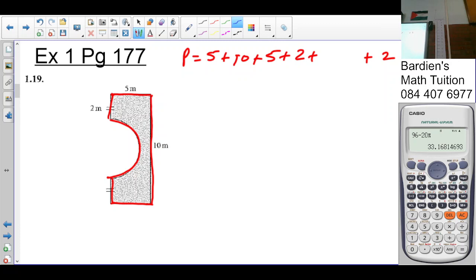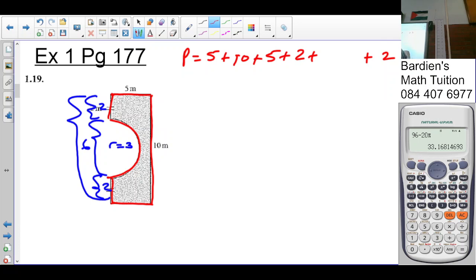So if that is 10 from there to there, and that is 2, and that is 2, then what is it from there to there? 6. Now is that 6 the diameter of that circle, or is it the radius of that circle? The diameter is 6. So what's the radius of the circle? 3. Can you see that? But how much of a circle is that? Semicircle. So it's going to be half.